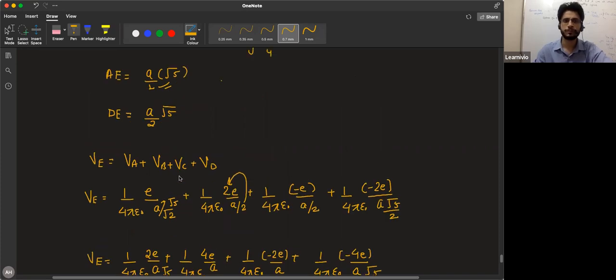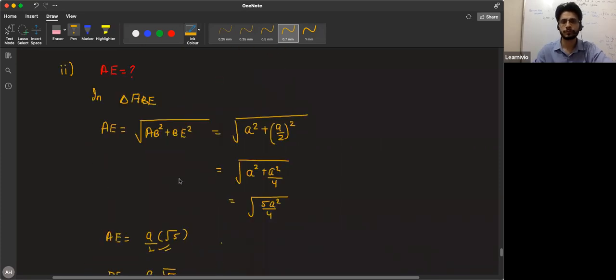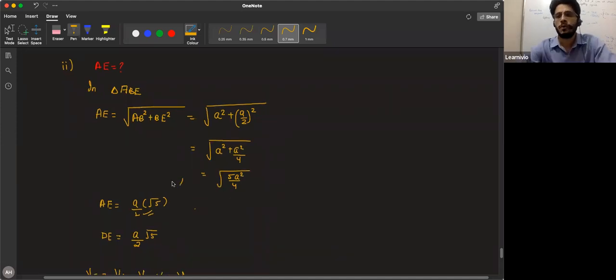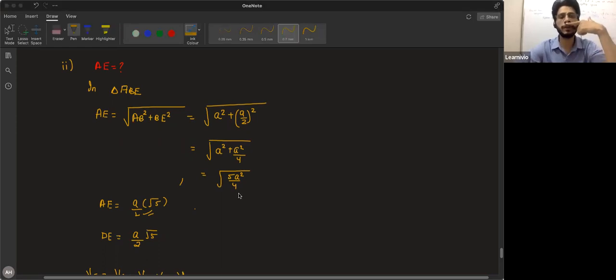Do it. So for point E, calculate potential due to each of the individual charges and then just add them up algebraically.